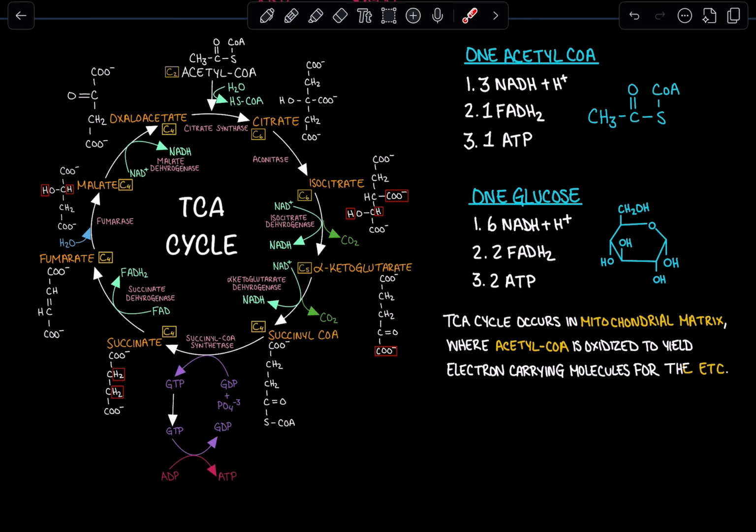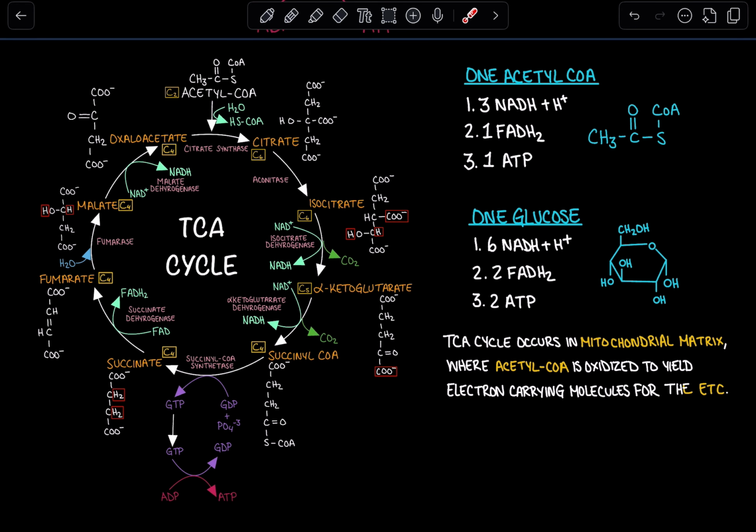Also, just to add, the TCA cycle occurs within the mitochondrial matrix, where the acetyl-CoA is oxidized to yield electron-carrying molecules for the electron transport chain. Now remember, this is different from glycolysis. Glycolysis occurs in the cytosol. So TCA is in the mitochondrial matrix. And these electron-carrying molecules are going to go into the ETC, where they're going to be utilized for substrate level phosphorylation.